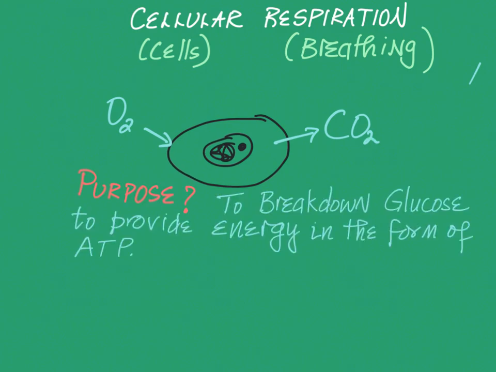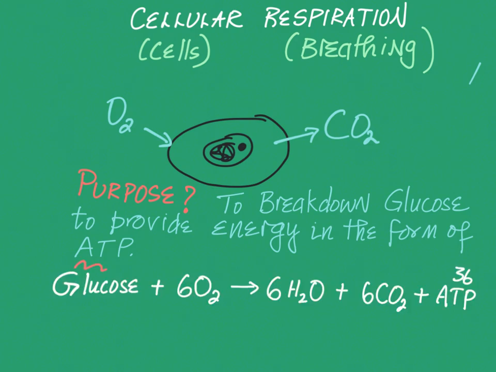So what is the purpose of all this? The purpose is to break down glucose to provide energy in the form of ATP. So the overall process of cellular respiration is written as glucose plus 6 molecules of oxygen gives you 6 molecules of water, 6 molecules of carbon dioxide, and 36 ATP. Now the glucose is the fuel that the cell needs and breaks down.